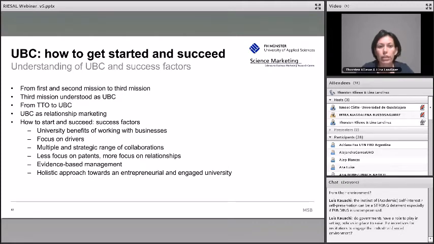And with all these factors put together, we can have a holistic approach towards an entrepreneurial and engaged university. This means that lots of changes need to happen at different levels, individual, organizational, and regional level. And it's a long process. It's trial and error. Some things will work, some things won't. But the important thing is to know that the focus is on relationships and impact rather than patents and resources.